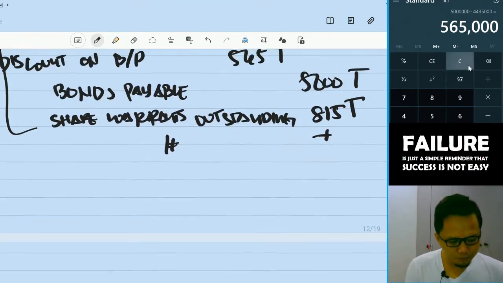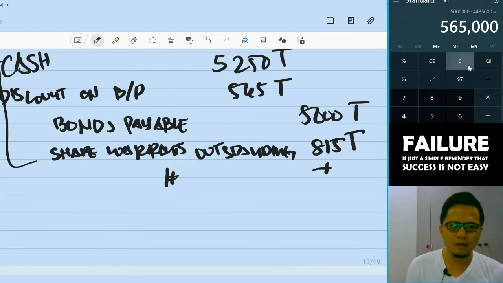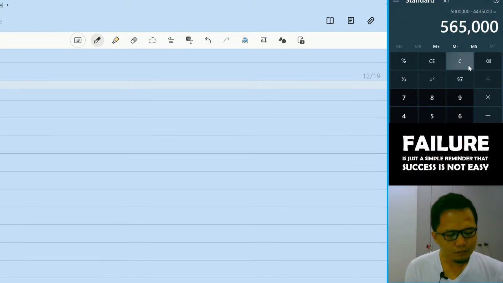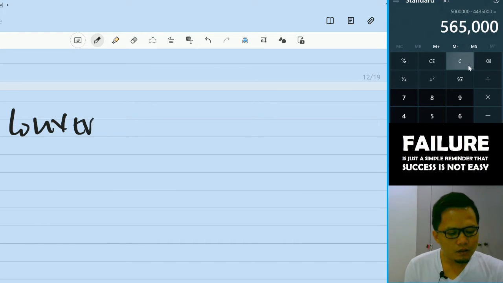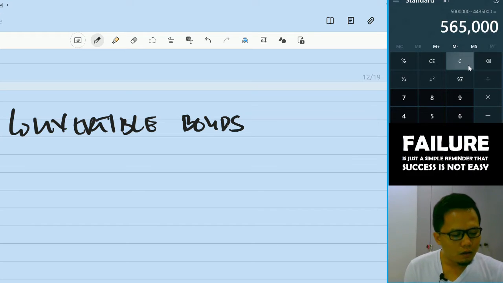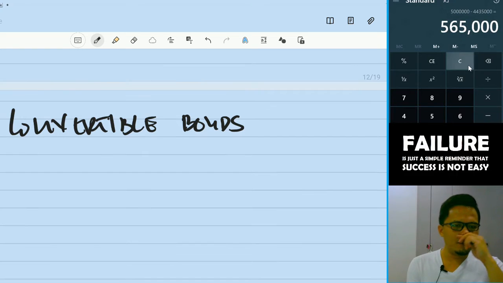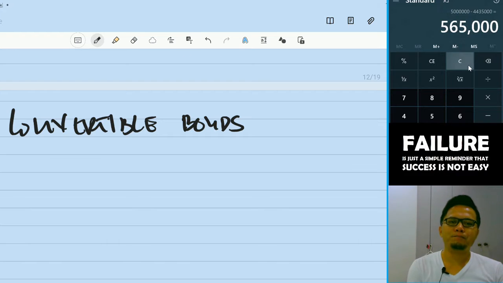Okay. Now, that is for bonds payable with share warrants. Now, let us go to the other type of compound financial instrument, which is convertible bonds. Okay?